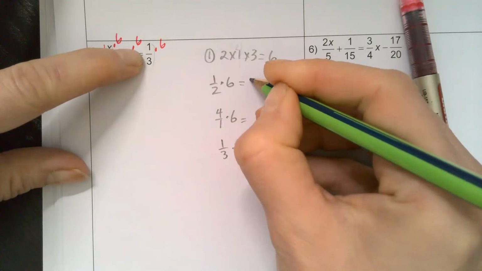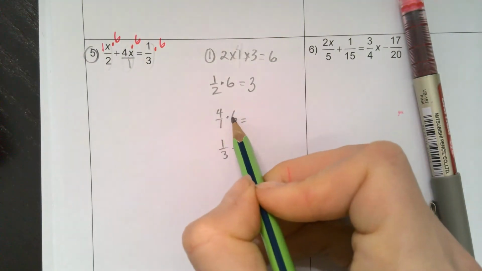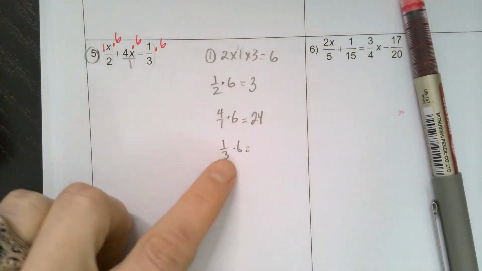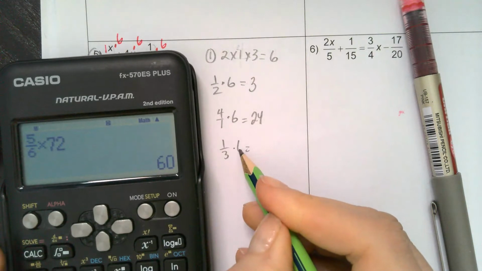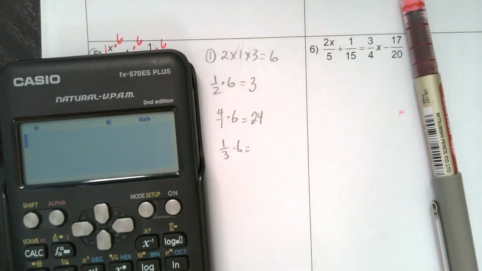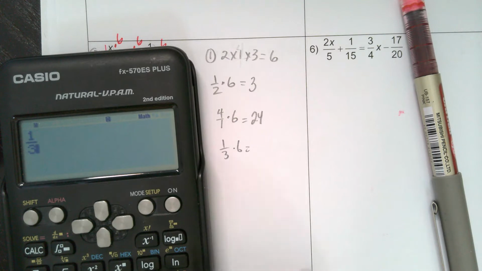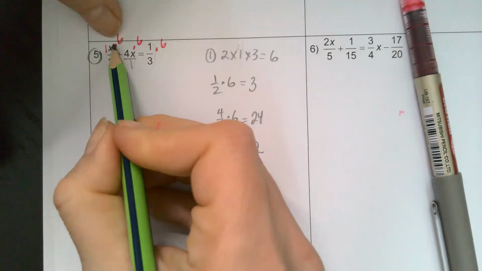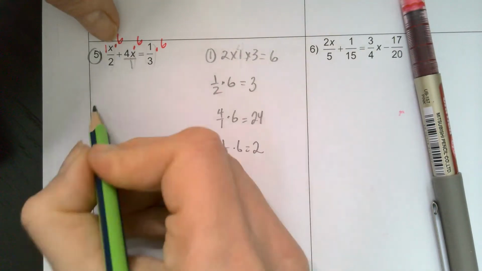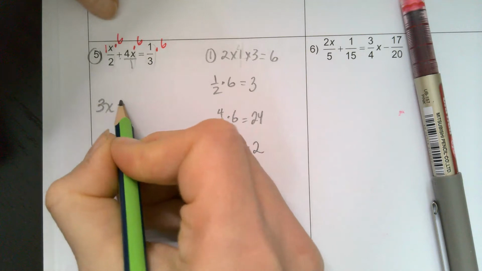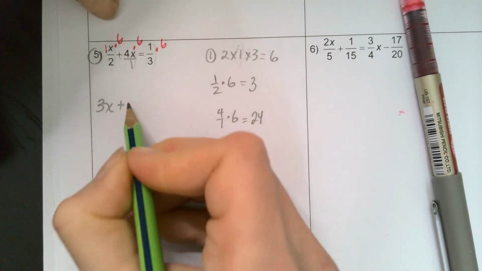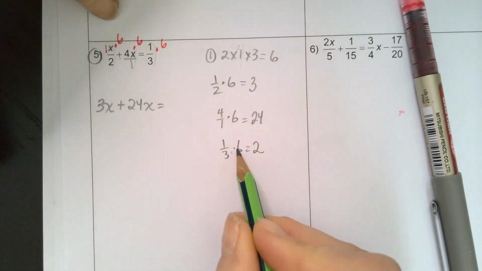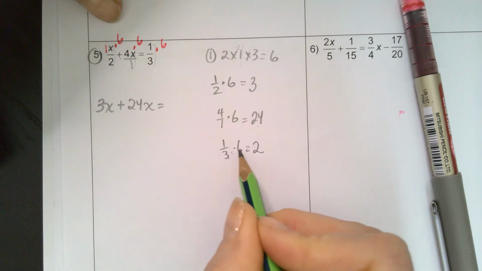So half of 6 is 3. 4 times 6 is 24. So this is 24. 1/3 of 6. That's like if I cut 6 into 3 pieces. How much is it? So 1 over 3 times 6. That's 2. Okay. So this has an x. So this one is 3x plus. This has an x. So 4 times 6 is 24. So that's 24x equals 1/3 of 6. 1/3 of 6 is 2.